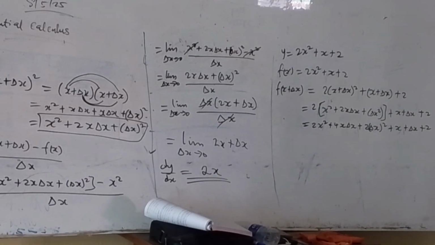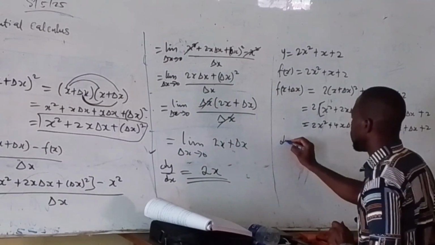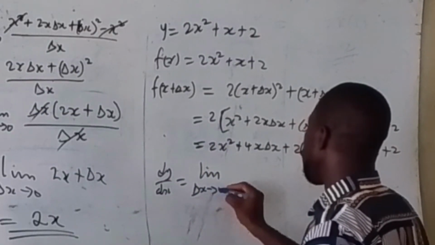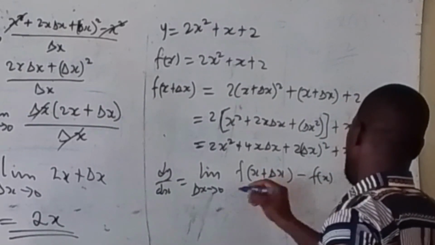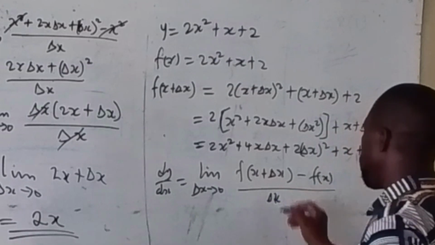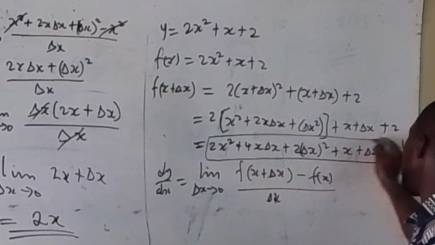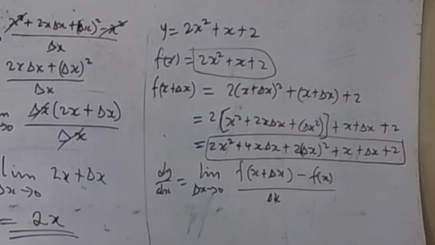Then we can now bring it into the first principle formula. Very easy. Find your f of x, it's always given. Find your f of x plus change in x. Then bring it into this. We know that dy/dx is equal to limit as change in x tends to 0, f of x plus change in x minus f of x, all over change in x. The whole of this is our f of x plus change in x, and this is our f of x. So we'll bring it into this formula to find our dy/dx.